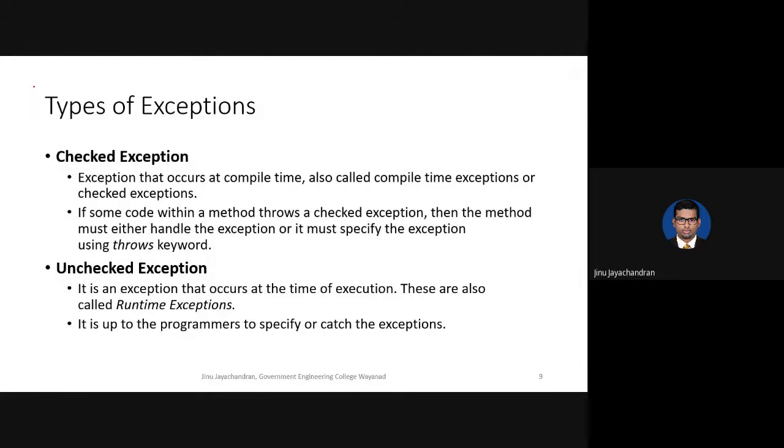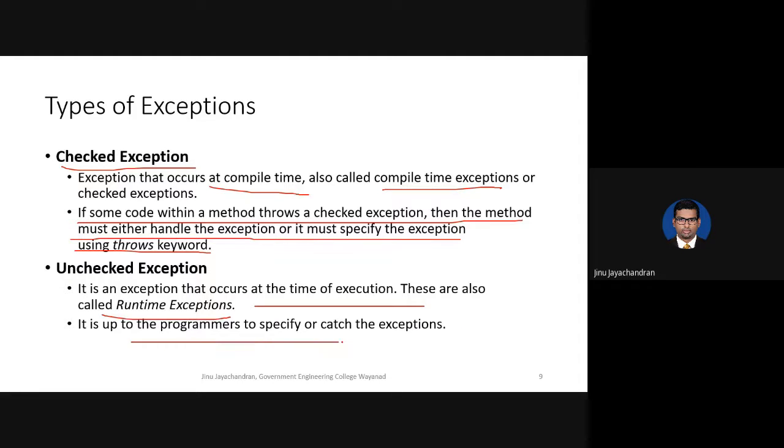There are two types of exception. One is called a checked exception. It occurs at compile time, so it's also called a compile time exception. If some code within a method throws a checked exception, then the method must either handle the exception or specify the exception using the throws keyword. We'll see an example so that you will understand it much better. An unchecked exception will occur at the time of execution. This is called a runtime exception. So the programmer needs to specify or catch the exception.